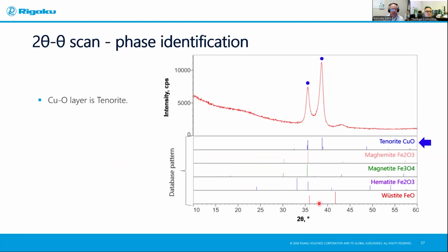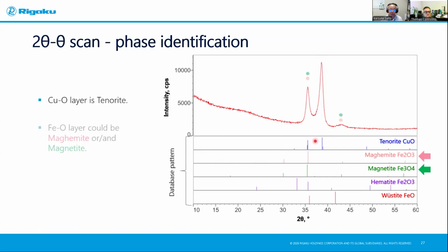So 2 theta theta scan, let's do phase identification. Like I said, the penetration is deep, so that's why the majority of the peaks came from copper oxide. So 2 blue dots are from the tenorite phase. Those are the XRD database patterns. So those 2 are from the copper oxide.